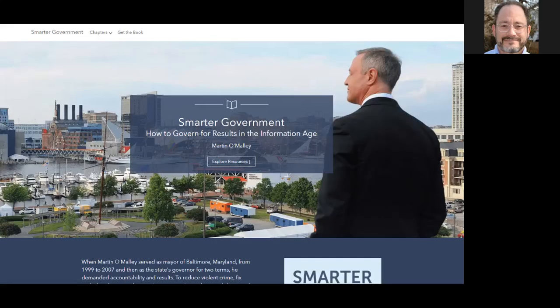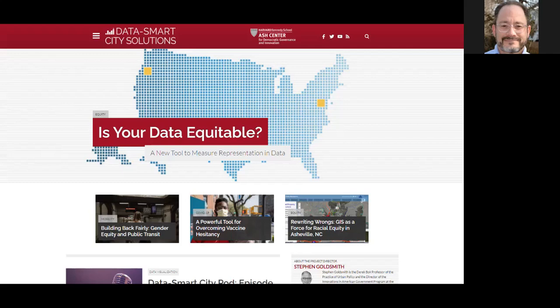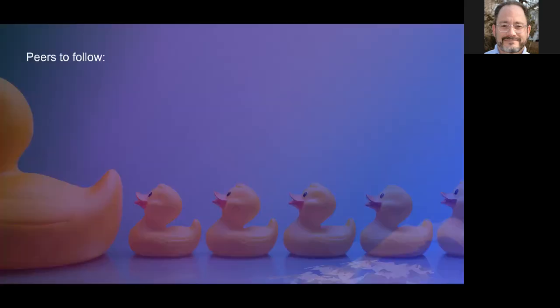If you're in government, this is a great site, Smarter Government from former Governor and Mayor Martin O'Malley, that really plays well. And there's an accompanying book that you could give to an executive that explains to them the value of technology in the government space. There's also the Data-Smart City Solutions site that's part of the Ash Center for Democratic Governance and Innovation at the Harvard Kennedy School. This is a great place to go that has all kinds of information and best practices about how to use technology to function as a smarter government organization.